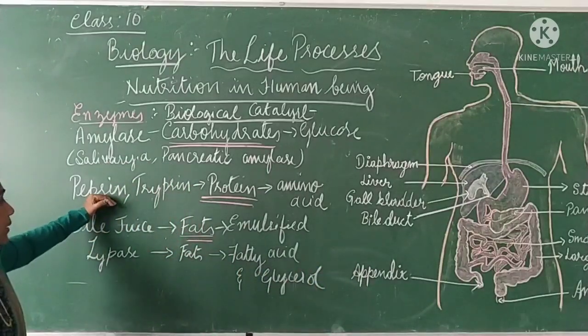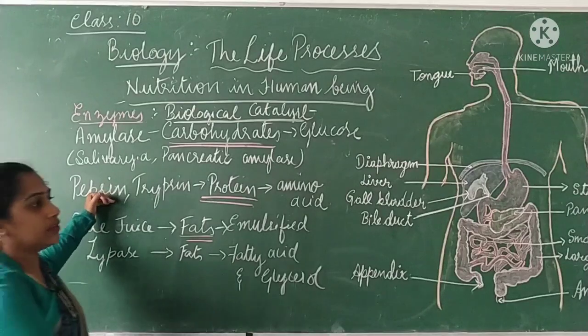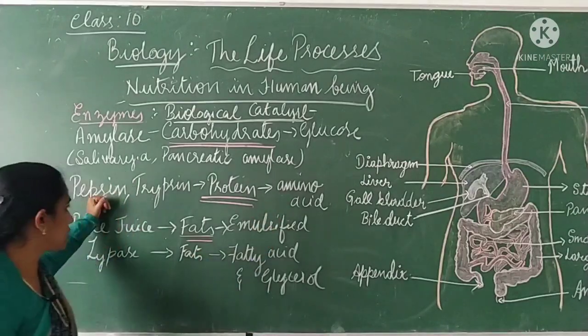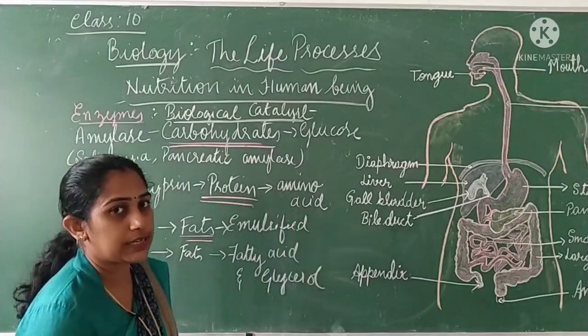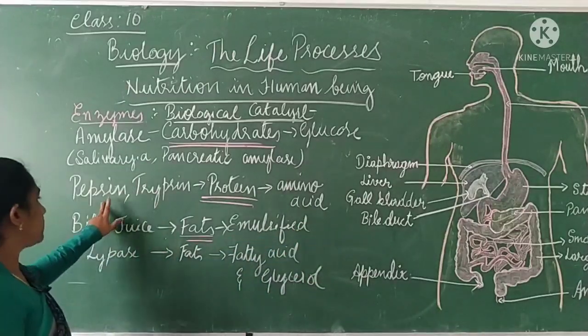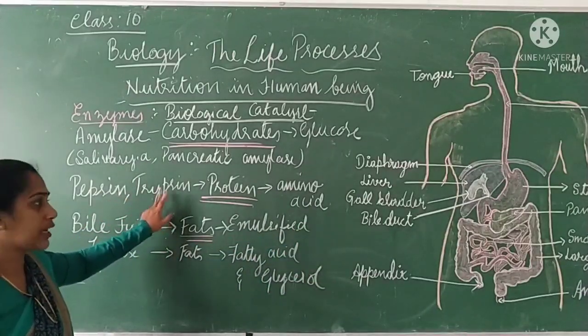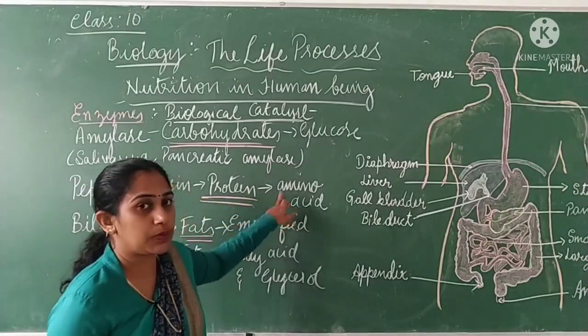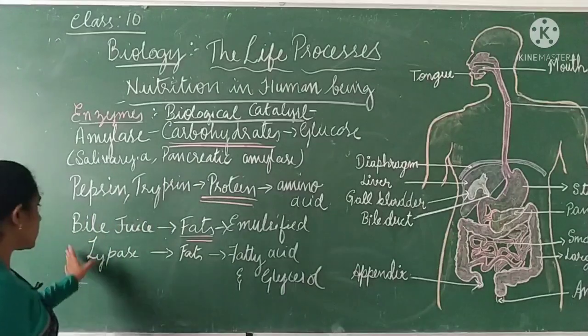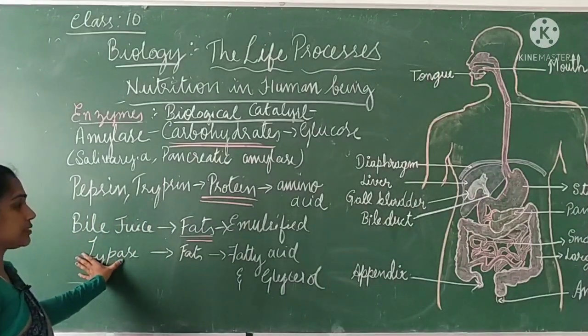Here pepsin is produced in the stomach of the digestive system, and trypsin is produced by the pancreas. So pepsin and trypsin are the enzymes which act upon protein, and what we finally get is amino acid. Next is lipase.